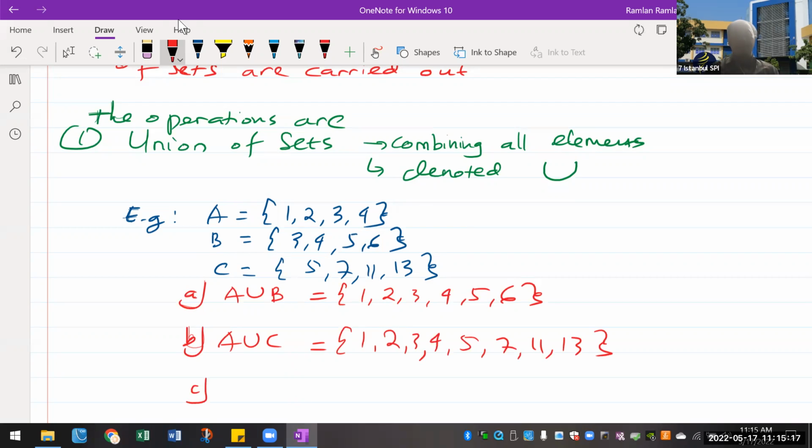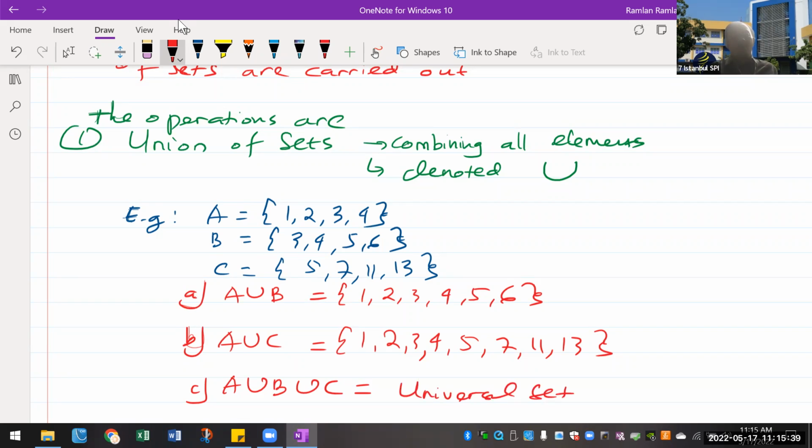The last question is A union B union C. How about this one? You only need to combine A, B, and C all together. Because we only have 3 sets here, will this be the same as the universal set?